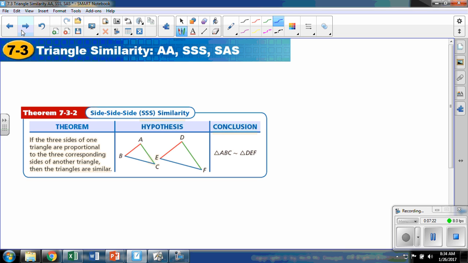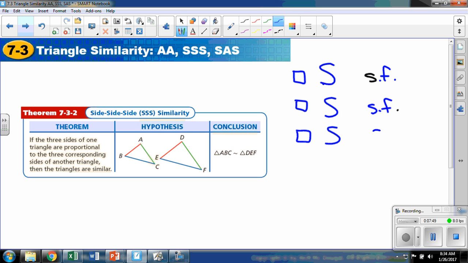The side-side-side similarity actually gives us a checklist of three things. Side, side, side. And side-side-side, when we were doing triangle congruence, said we need three pairs of equal length sides. Three pairs that were congruent. We don't have congruent here. We need three pairs with a matching scale factor.